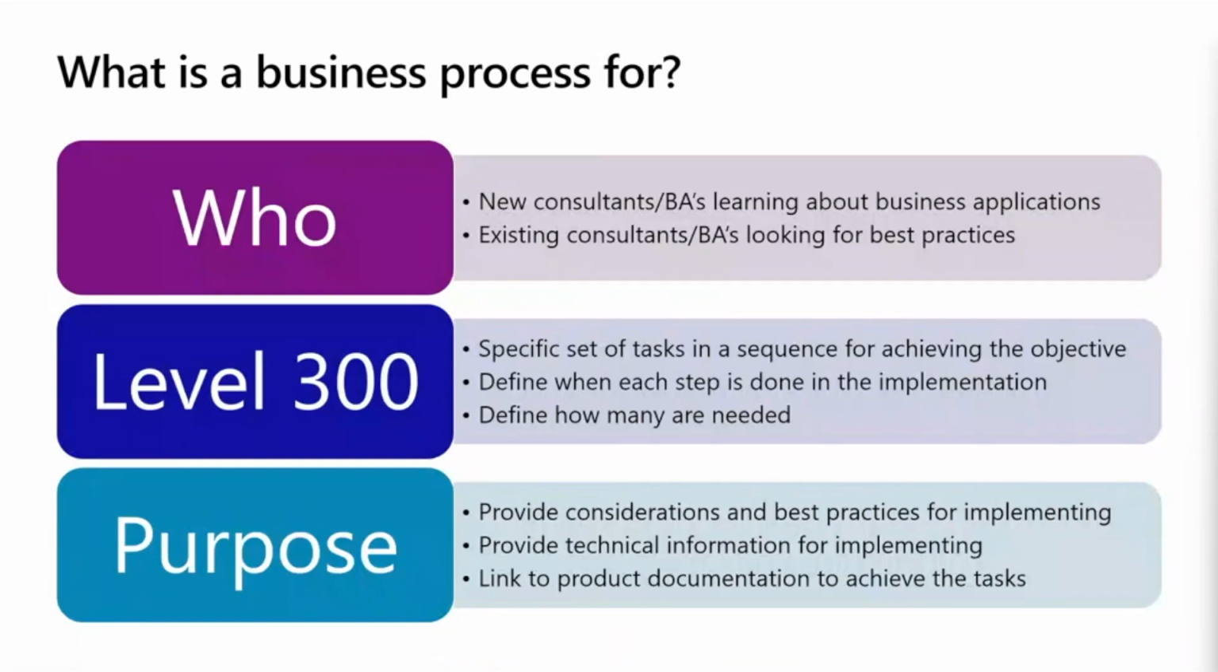We also want to make sure that these articles exude some how, right? What is the purpose? These articles should provide those considerations and best practices for implementing the features that support a particular business process and provide technical information to achieve the implementation. It's important to note, though, that these business process articles are not product documentation themselves. However, they are there to link over to the product documentation that will help you as a user or an implementer understand how to achieve those particular tasks in a particular product.